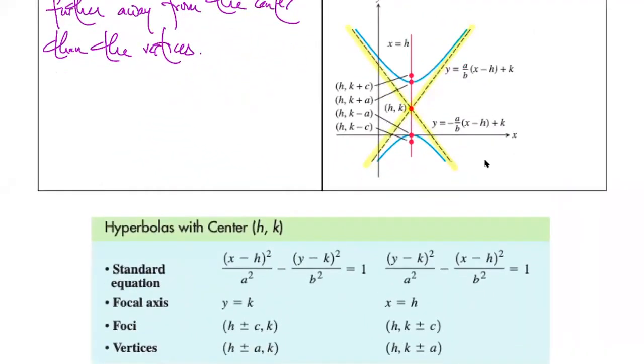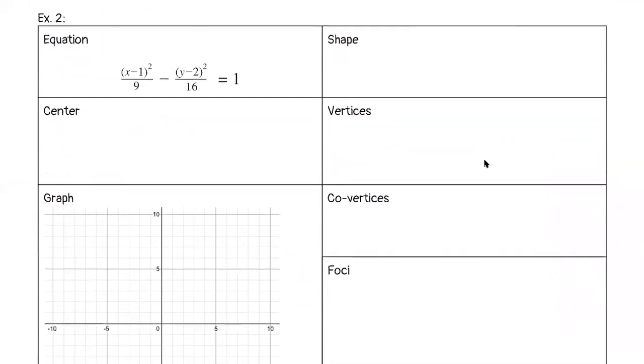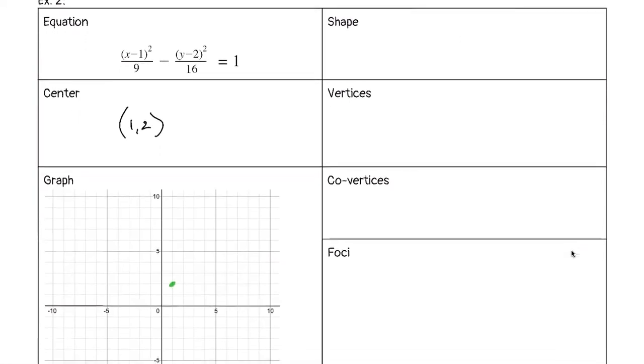So we're going to jump right in to practice. All right. So for example, number two, I look at this and I bet we can all tell me where the center of this is. Where's the center of this shape? Yeah, 1, 2. Good. So right away, we can even go ahead and graph 1, 2 as our center.